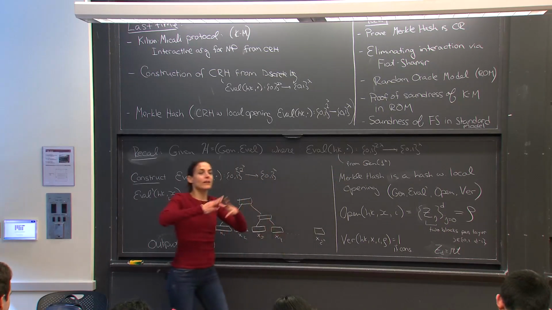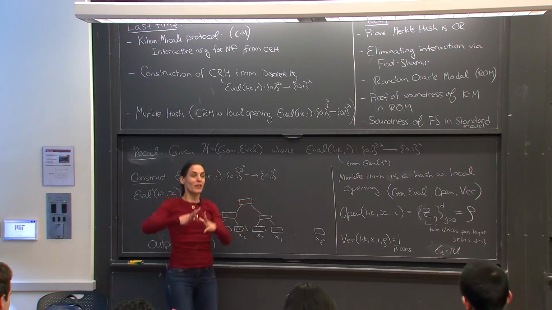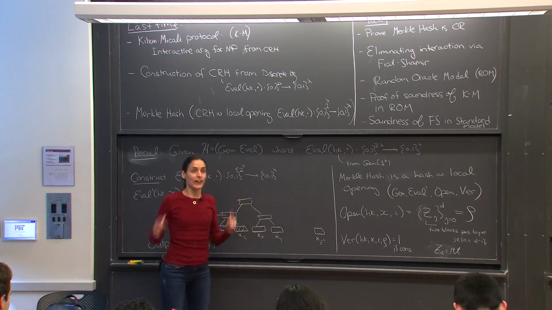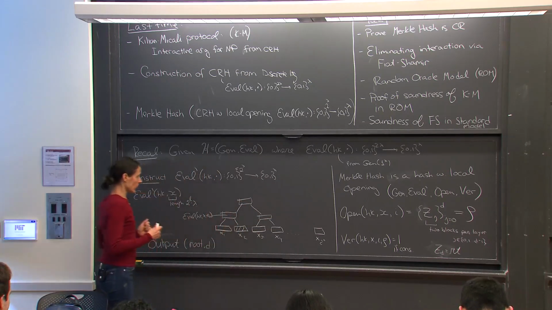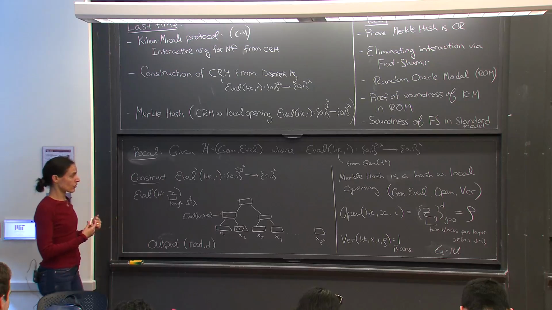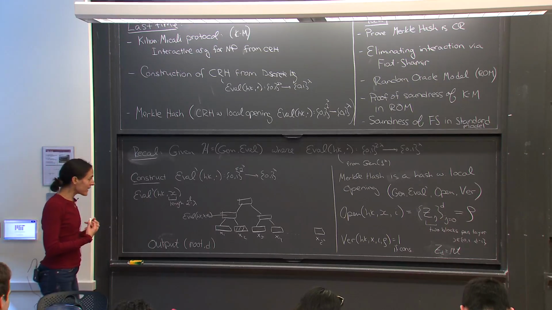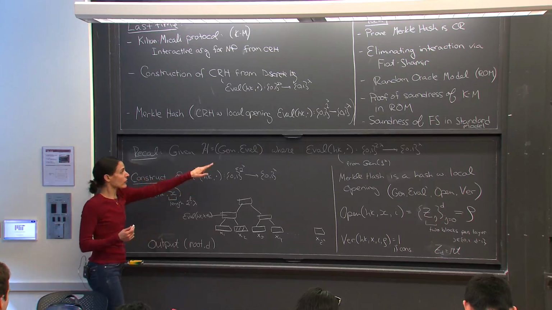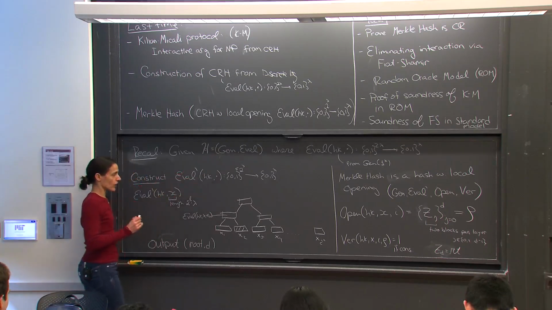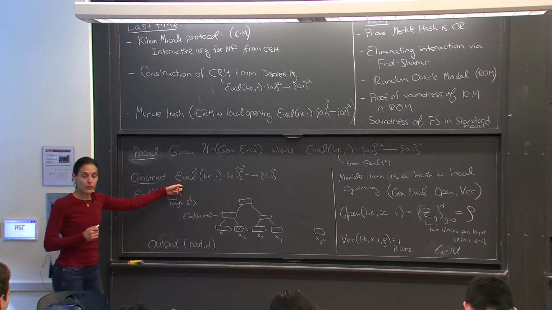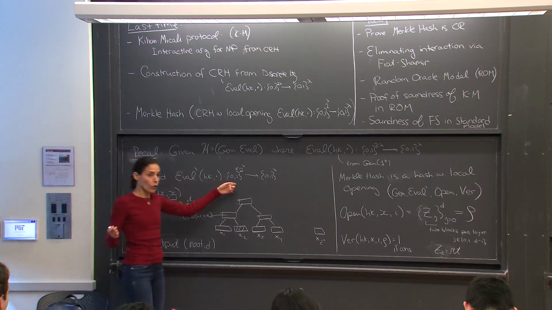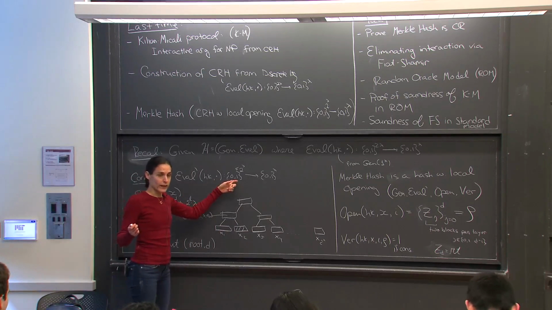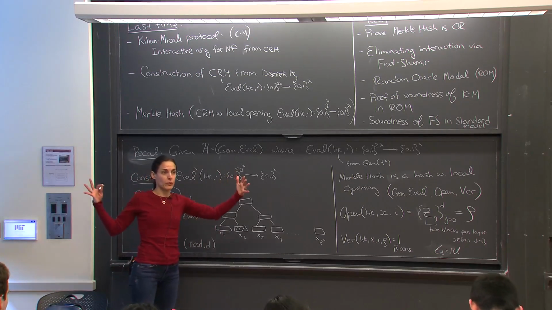Now I'm going to do a domain extension. I'm going to make the domain much bigger and get local opening. How do I do it? This is the Merkle hash construction. The Gen algorithm is, as I said, just generate the same hash key as the original Gen. No change to the Gen algorithm. The Eval algorithm, on the other hand, of course changes because the domain is much bigger. It takes strings of size at most 2 to the lambda bits.